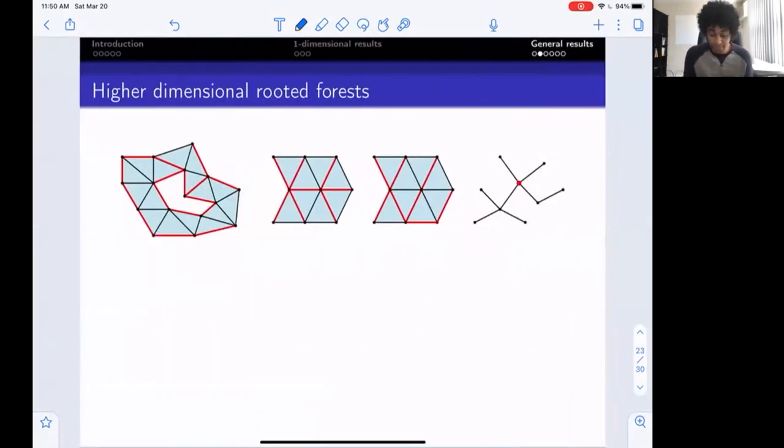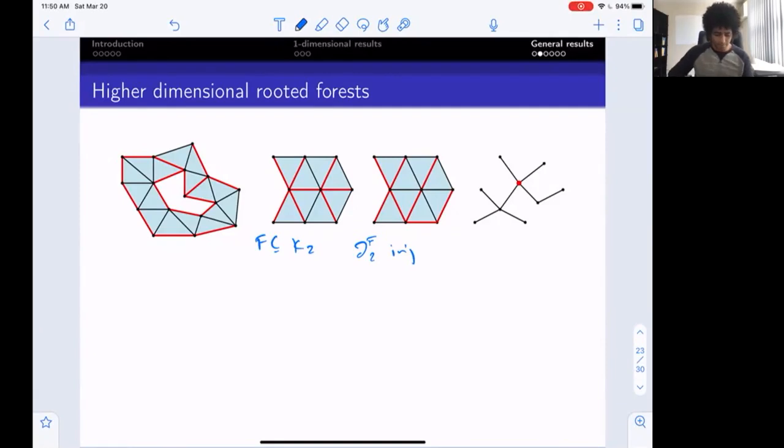So let me explain what rooted forests look like in 2 dimensions. A forest in 2 dimensions is a subset of the 2-dimensional cells such that the second boundary map is injective. In other words, there are essentially no 2-dimensional holes. There are no cavities in your forest, kind of like how in your forest in 1 dimension, you don't want any cycles.